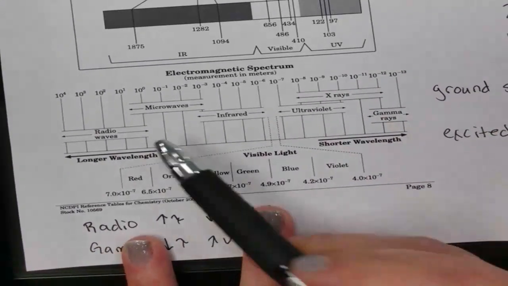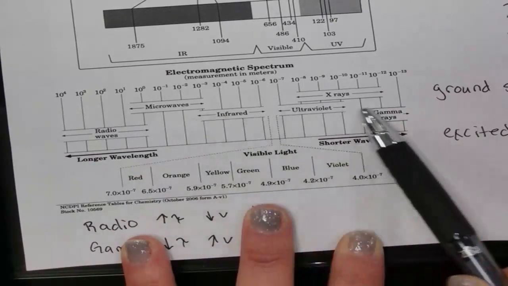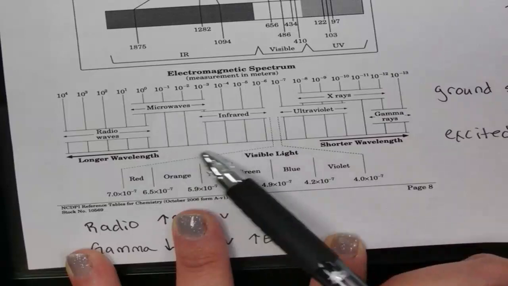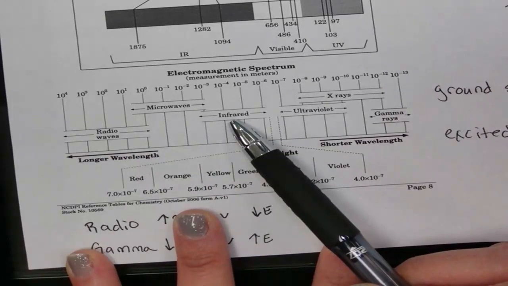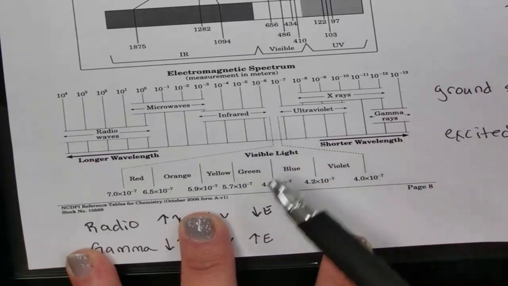All right, so radio waves are over here longer, and as we move across, our wavelengths get shorter. So a microwave has a shorter wavelength than a radio, and an infrared is shorter than a microwave. Here is our visible light.